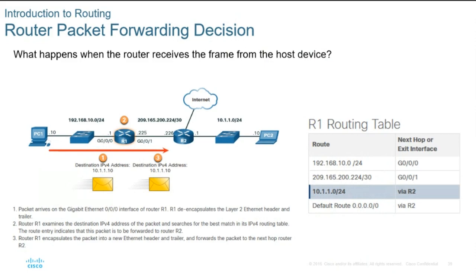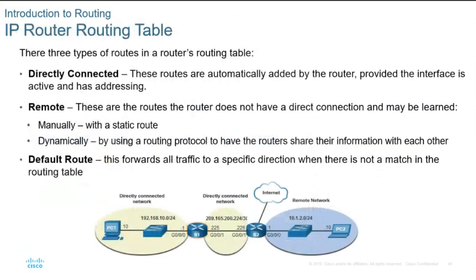The packet arrives on the Gigabit Ethernet 0/0/0 interface of router 1. Then R1 de-encapsulates the layer 2 Ethernet header and trailer. There are 3 types of routes in the router's routing table. First, directly connected routes: these are routes automatically added by the router, provided the interface is active and has addressing.